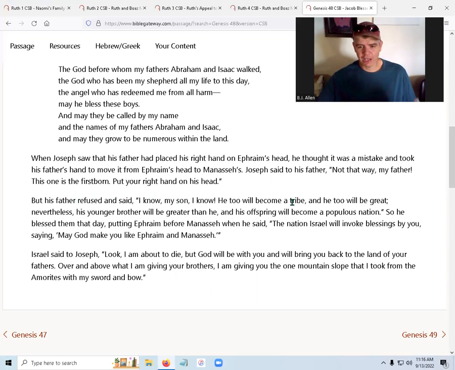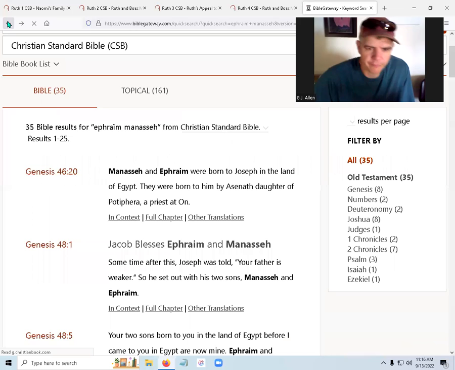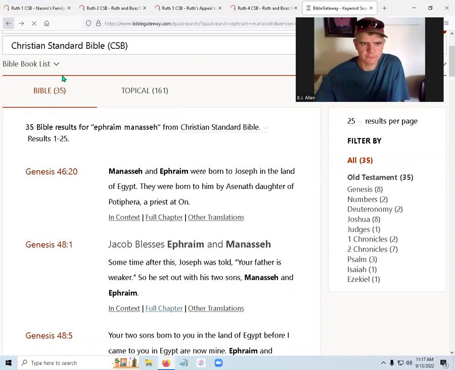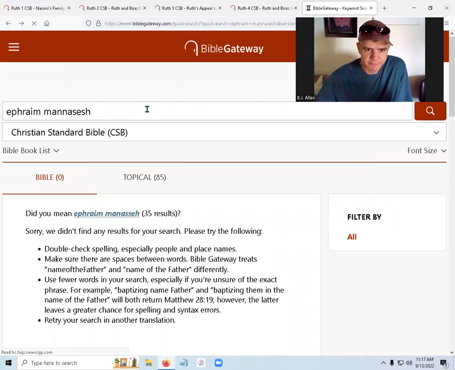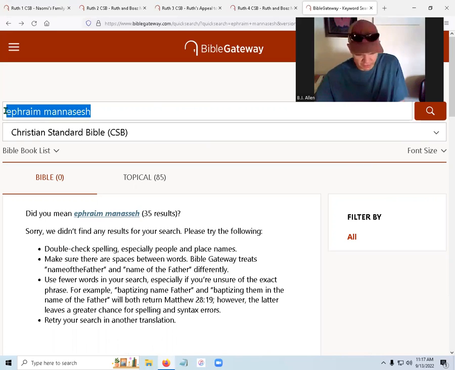He too will become a tribe, and he too will be great. Nevertheless, his younger brother will be greater than he, and his offspring will become a populous nation. So he blessed them that day, putting Ephraim before Manasseh when he said, the nation of Israel will bless by you, saying, may God make you like Ephraim and Manasseh. Okay. One more. Let's look up the New Testament.